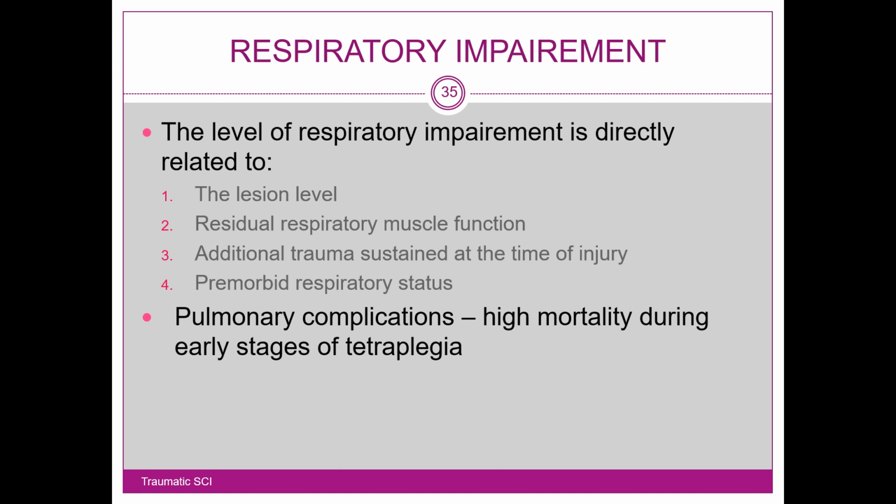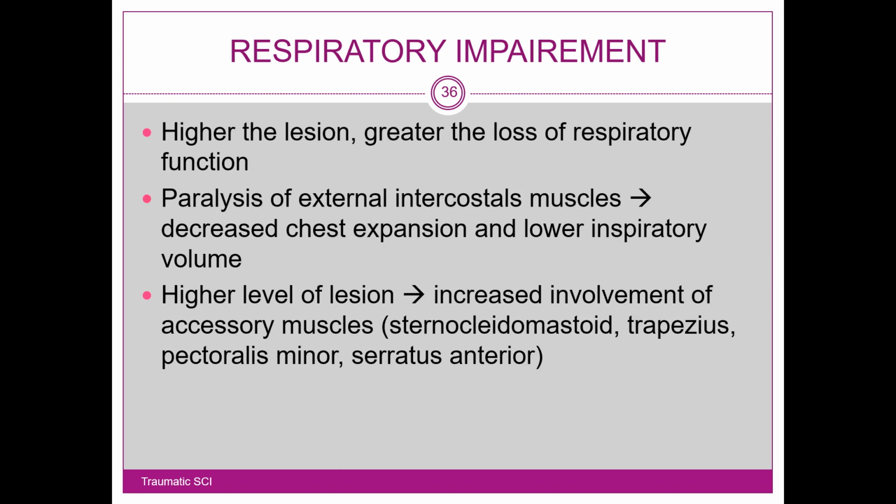And last, premorbid respiratory status. Before this trauma, before this condition of spinal cord injury, was there any pathology? Was the patient having asthma or COPD or any other respiratory disease? Pulmonary complications cause higher mortality during the early stage of tetraplegia. Also, the higher the lesion, the greater the loss of respiratory function. We have seen that the respiratory impairment is greater.